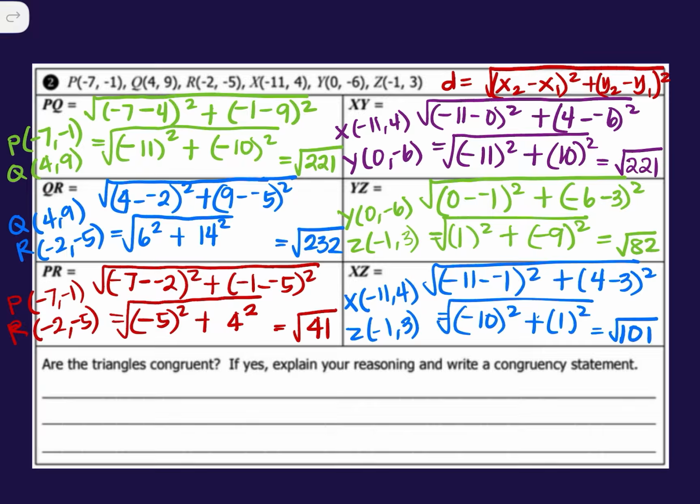Now, if you have noticed, look at the answers closely. We have square root of 221 and square root of 221 that are congruent. These are the congruent sides, while all the rest are different sets of numbers. So then therefore, this is an example of triangles that are not congruent. So then we can say these triangles are not congruent.